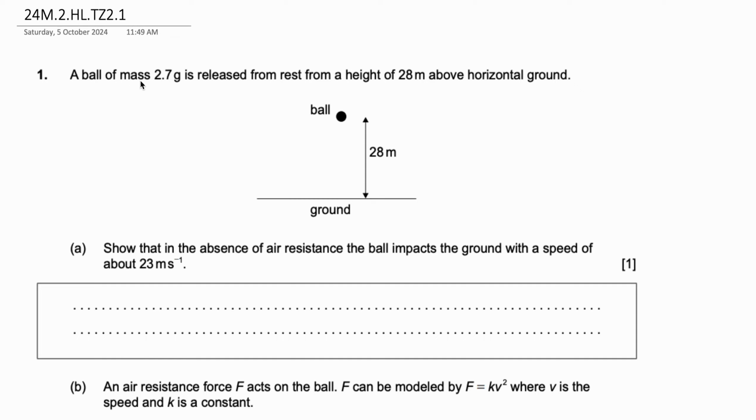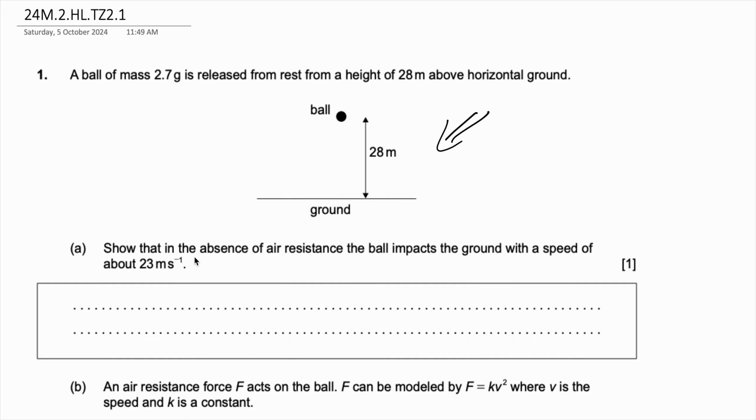Today we're going to be solving a problem from the IB Physics HL May 2024 examination. This is a paper 2 problem from the TZ2 paper. Okay, this is a mechanics problem. Let's get started. A ball of mass 2.7 grams is released from rest from a height of 28 meters above horizontal ground. So here's a diagram that depicts this scenario.